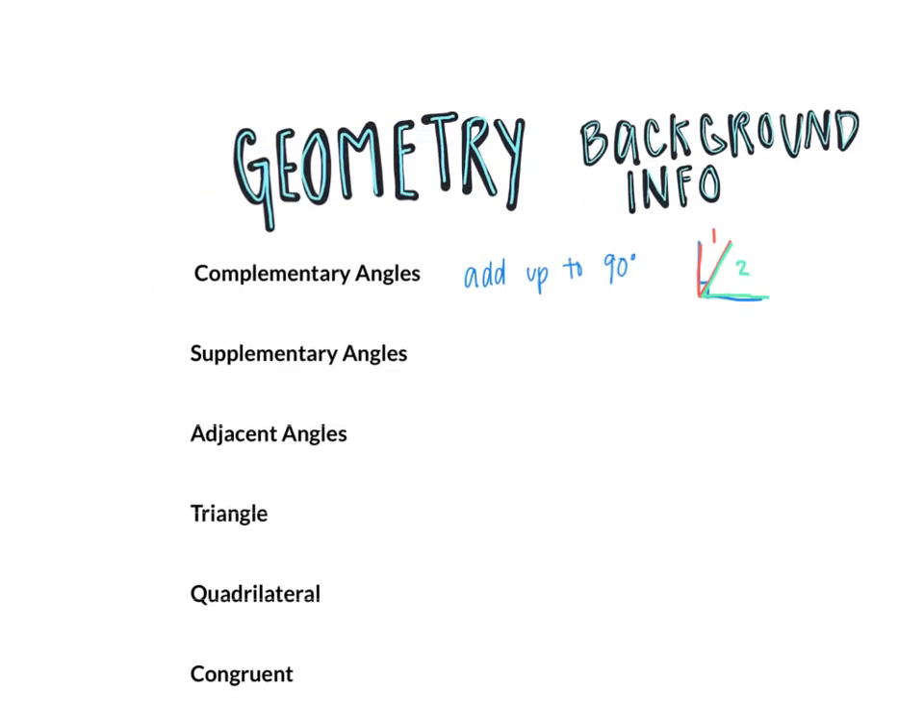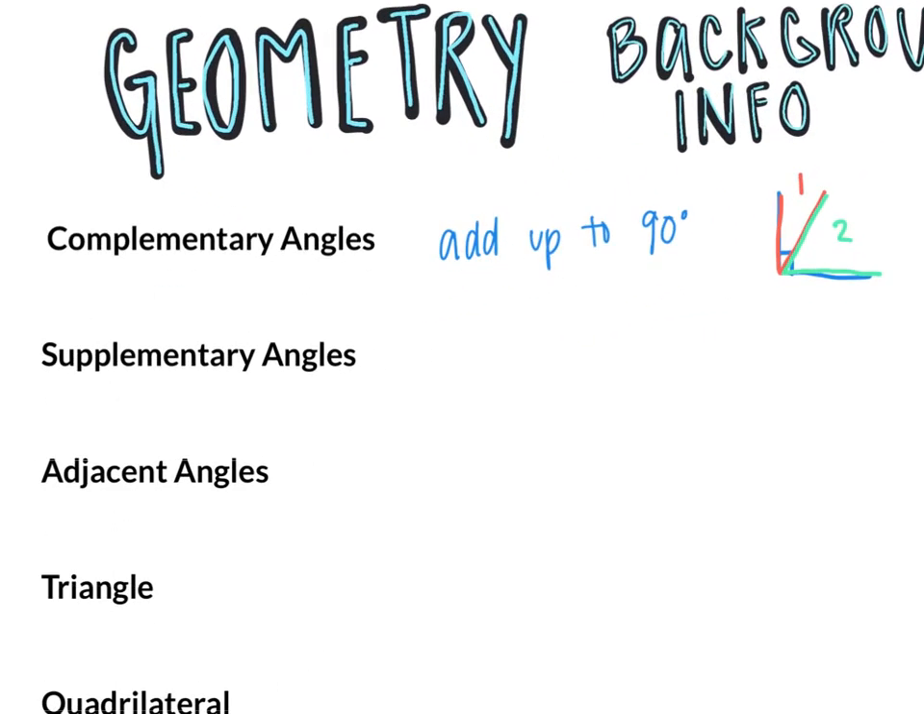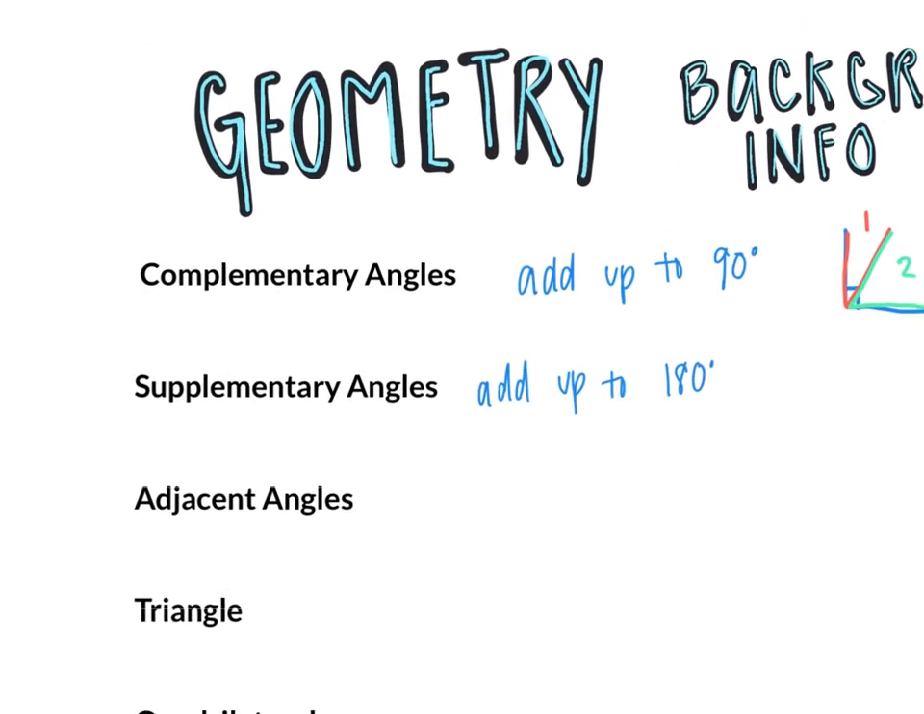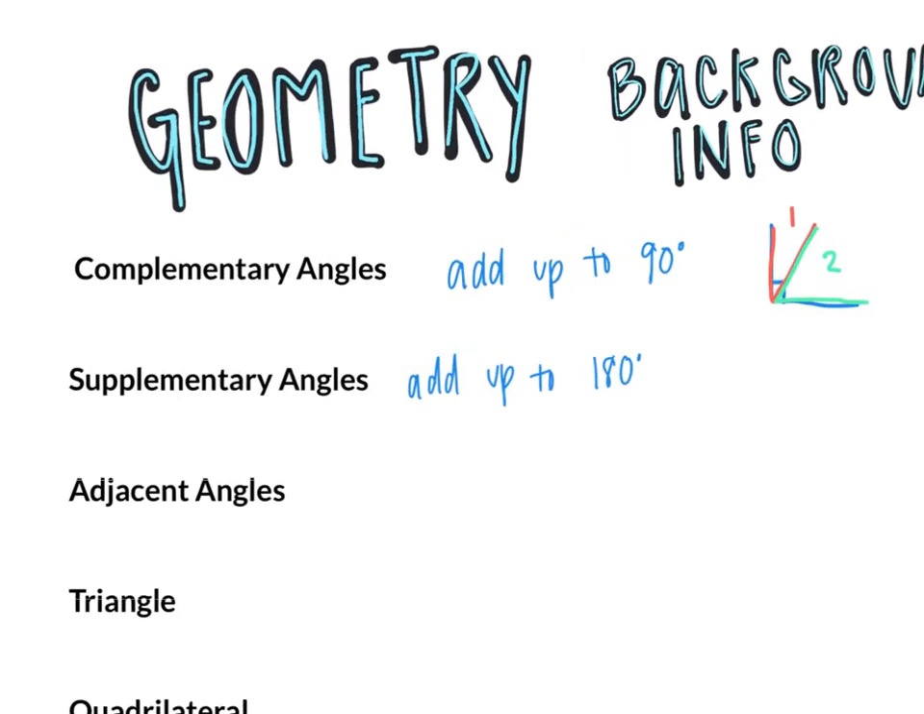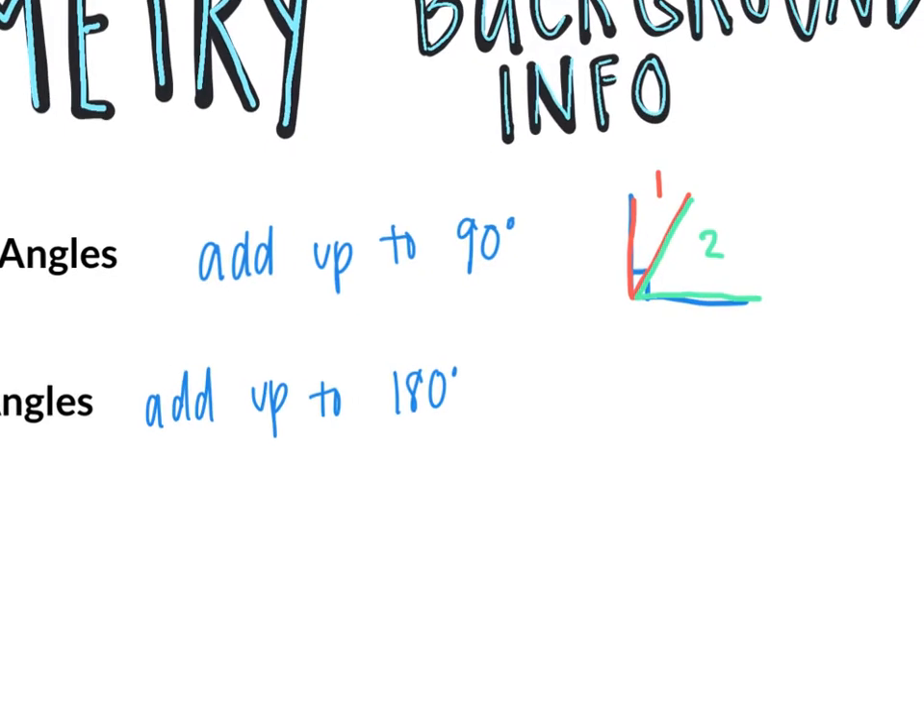Moving on, we're going to talk about supplementary angles. Supplementary angles add up to 180 degrees. And a lot of people get complementary and supplementary mixed up. The way that I figure it out is I just say, okay, supplementary, that's a longer word, so it's a bigger word, so it adds up to a bigger angle. So supplementary angles add up to 180 degrees, and 180 degrees is a straight line, okay? So I'll give an example of that here.